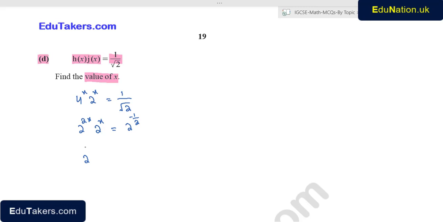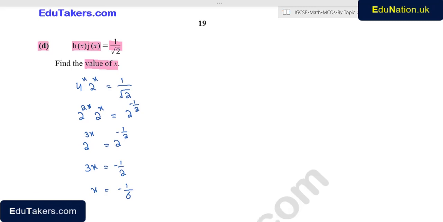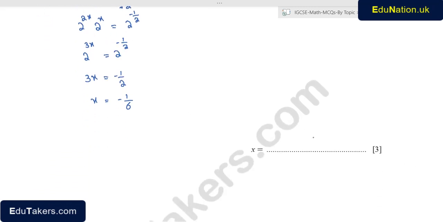This side becomes 2 raised to power 3x, is equal to 2 raised to power minus 1 over 2. Now base is same, so powers are equal. 3x is equal to minus 1 over 2, and from this x is equal to minus 1 over 6. The value of x is minus 1 over 6.